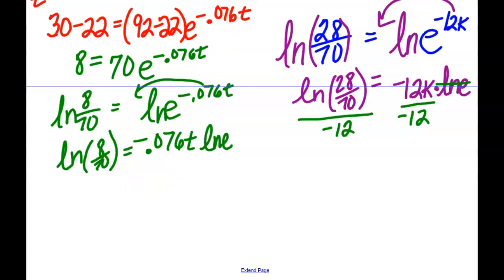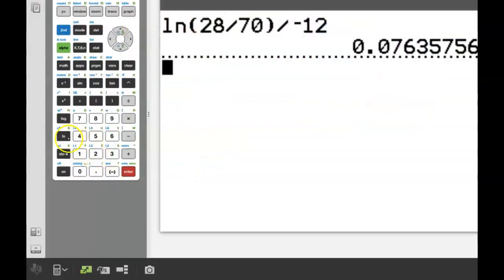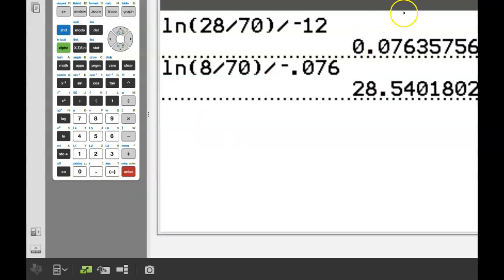And so the last thing we're going to do is divide by, ln of e is just 1, so we're going to divide by negative 0.076. So we have the natural log of 8 over 70 divided by negative, make sure you put in the negative 0.076. And I got 28.5. Anybody else?